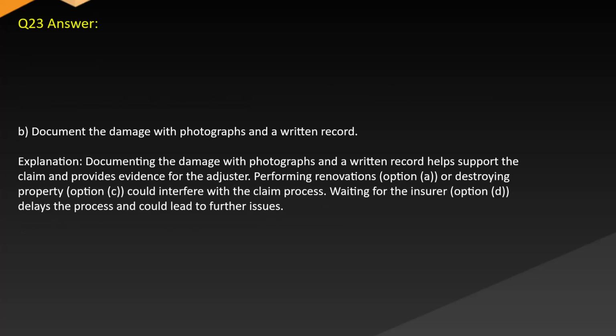Answer: B. Document the damage with photographs and a written record. Explanation: documenting the damage with photographs and a written record helps support the claim and provides evidence for the adjuster. Performing renovations, option A, or destroying property, option C, could interfere with the claim process. Waiting for the insurer, option D, delays the process and could lead to further issues.